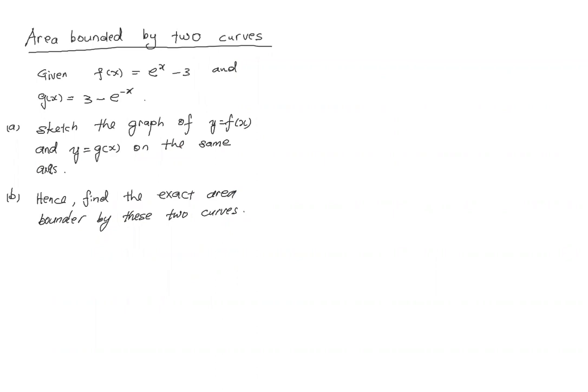Then part B, hence find the exact area bounded by these two curves. Because I want exact, you have to get the exact point of intersection. In this question, only the graphic calculator can help you to sketch the graph. Other than that, you have to do it manually. Okay, 10 minutes. Everyone try to get the exact value of the point of intersection, the x coordinate only. Then after that, try to integrate. Yeah, 10 minutes.